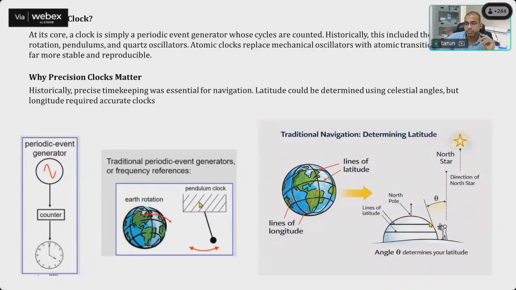The sailors found that problem because Earth rotates 360 degrees in 24 hours, meaning 15 degrees per hour. So 1 degree every 4 minutes. So the time is changing; every 4 minutes, 1 degree is changing. So that is very difficult.